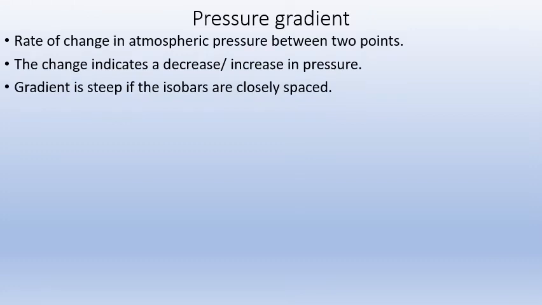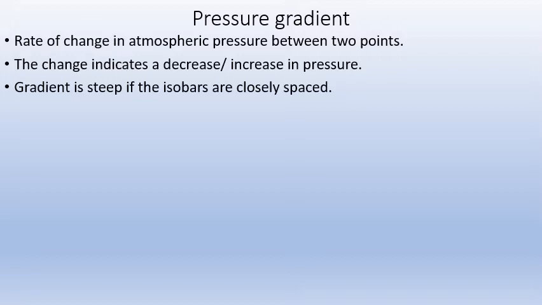Next one is pressure gradient. Pressure gradient is just like temperature gradient. When we go higher and higher away from the surface, we know that the temperature reduces. When we go deeper into the surface of the earth, the temperature increases. In the same way, pressure also decreases and increases. It is the rate of change in atmospheric pressure between two points. So there's a point A and a point B. When we move from point A to B, there's either an increase or decrease in pressure. That difference is called pressure gradient.